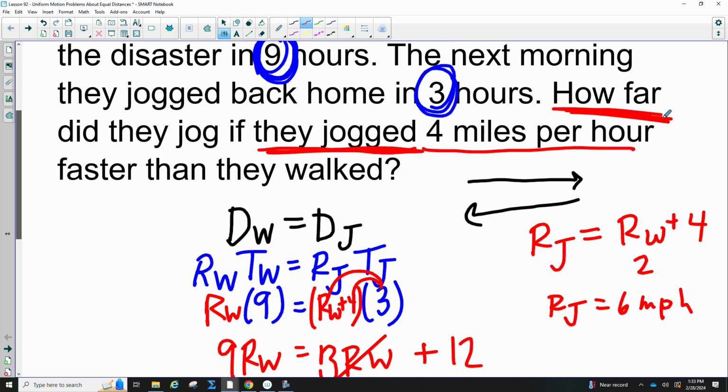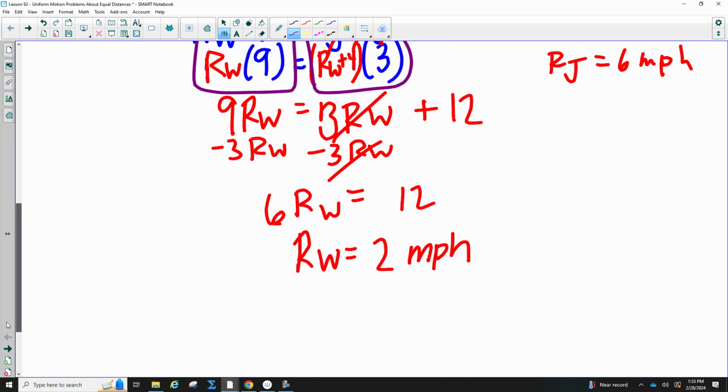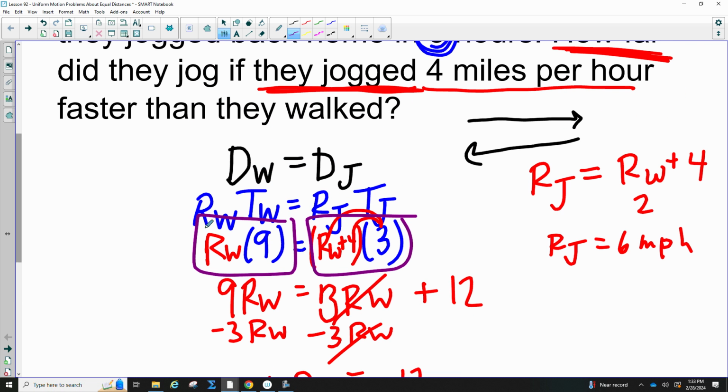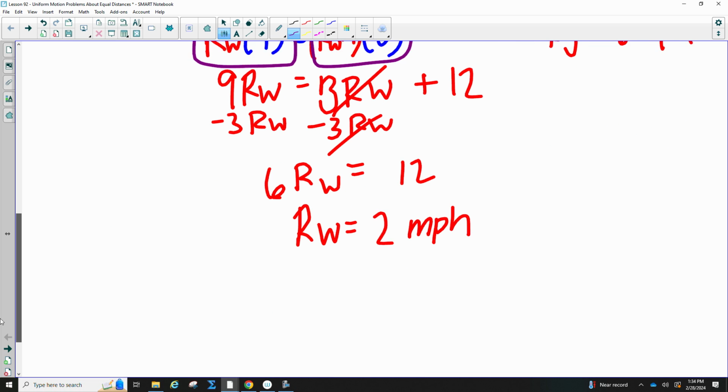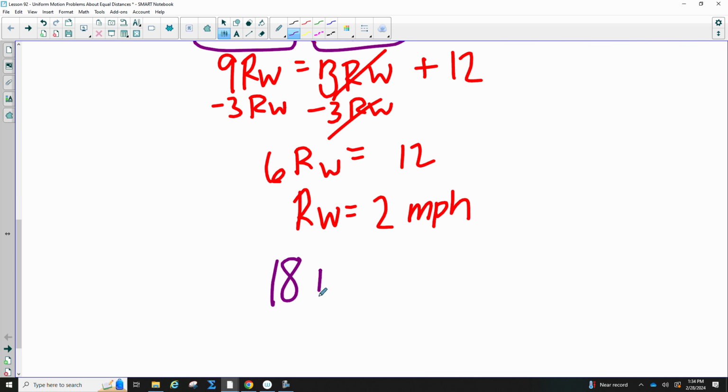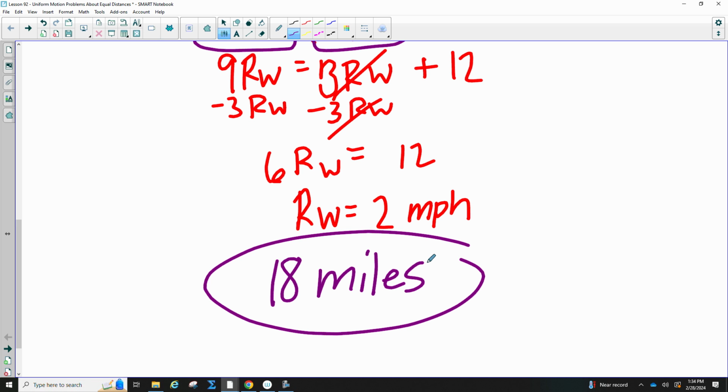How far is a distance? How far is a distance, okay? Distance is actually either side, here or here. They are equal. You can plug in wherever you want, okay? Now, I just found that RW is 2. So if I plug in a 2 right here, 2 times 9 is 18. The distance is 18 miles because it's miles per hour. The distance is miles, okay?